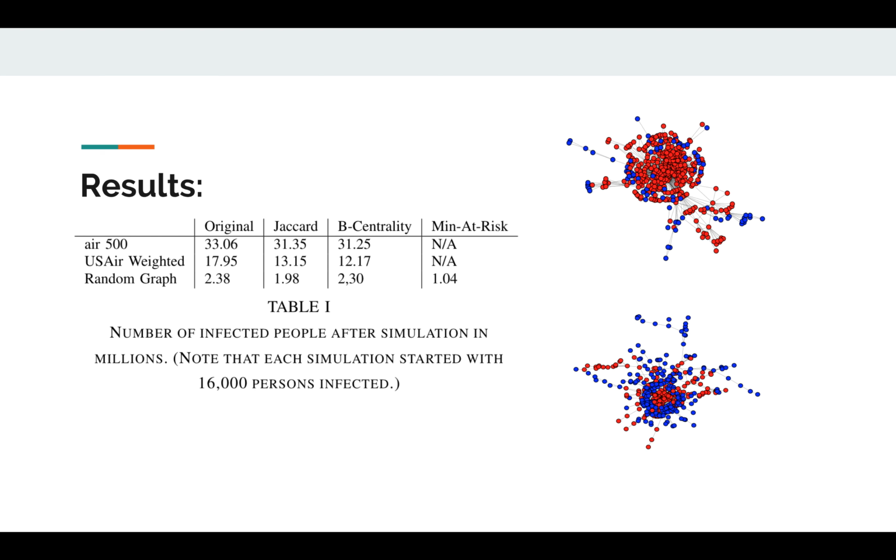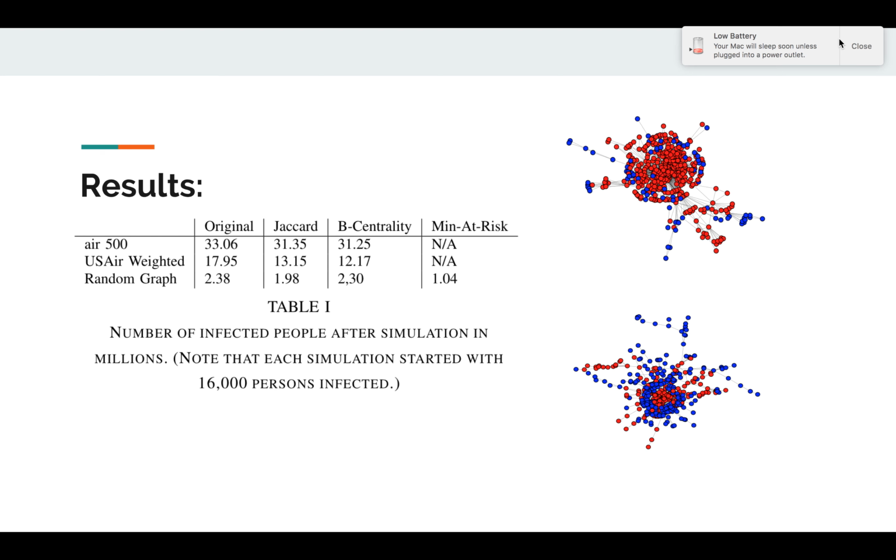So these are some of the results that we obtained. On the left, we have a table of the number of infected people using the given methods on the 3 different graphs we used. As a benchmark, we ran our simulation on our data sets without removing any edges to see how many people were infected. And then we tried removing edges using the methods we mentioned, and reran the simulation and calculated the number of infected people.